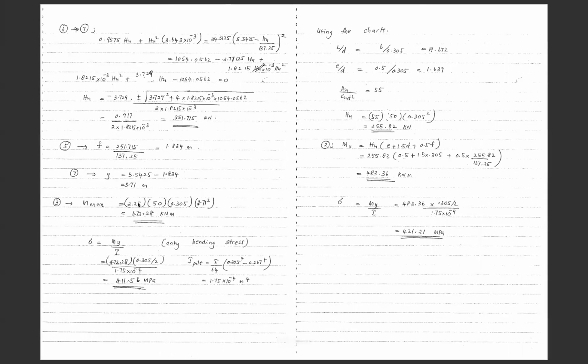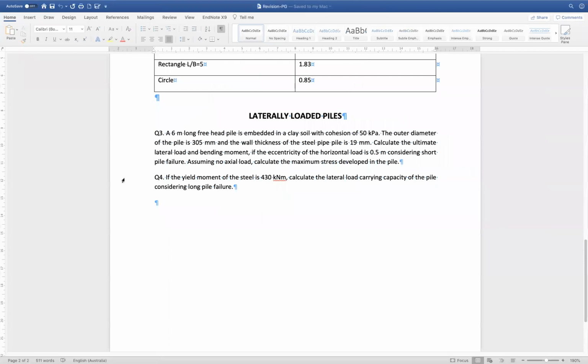If we use equation number 3, by substituting the value of G back into that equation, that will give us the value of M maximum. That will be 472.28 kilonewton meter. After we obtain the value of M maximum, we need to solve for the maximum stress value.